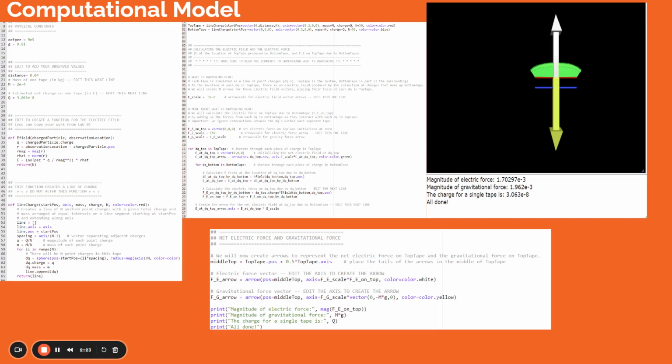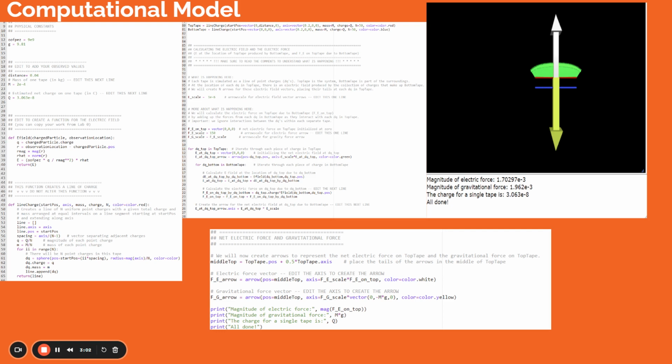Computational model. In the top left, you can see our constants, the same as last time, except the charge is different. And in line 34, you can see we defined the E-field function with all the formulas within it necessary to calculate the E-field. And in line 49, you see we defined, or at least the code was already defined, the line charge function, and this actually created the uniform distributed charges in the computational model, and we need this to calculate the force of gravity and the E-force more accurately and within this context.